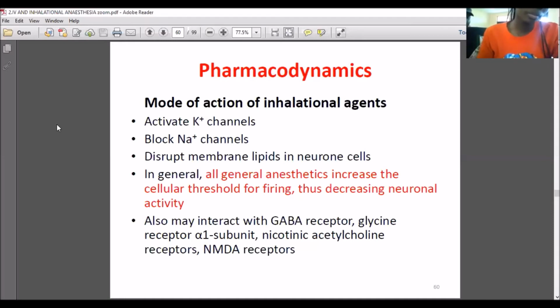So mode of action of inhalation agents: activate potassium channels, block sodium channels, disrupt membrane lipids in neuron cells. In general, all general anesthetics increase the cellular threshold for firing, thus decreasing neuronal activity. Also may interact with the GABA receptor, the glycine receptor alpha-1 subunit, nicotinic acetylcholine receptors, and the NMDA receptors.